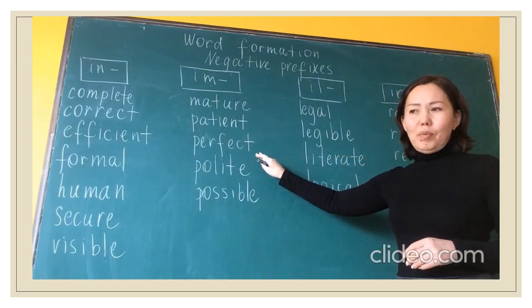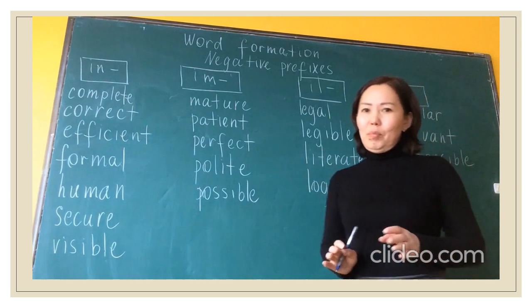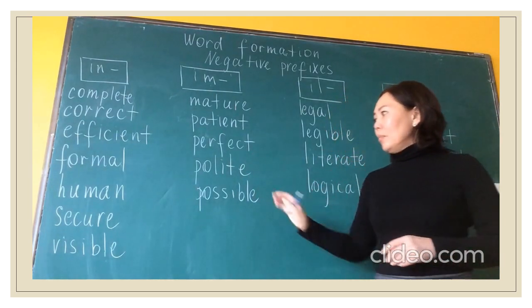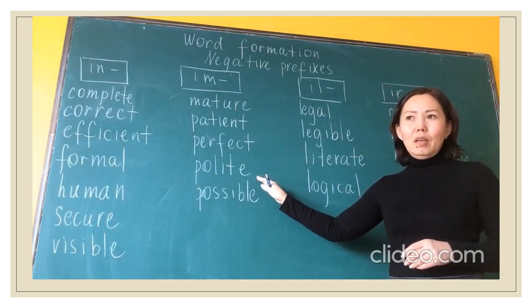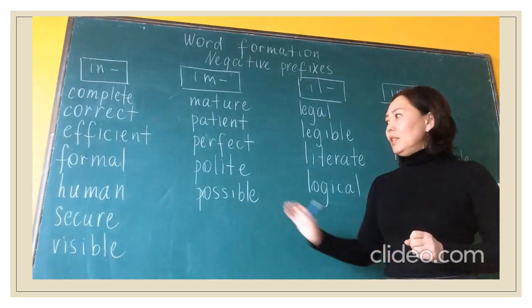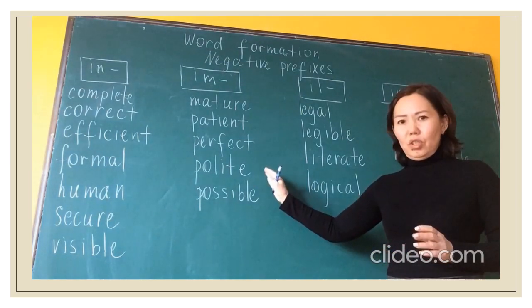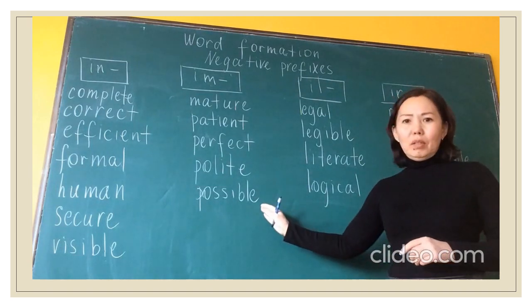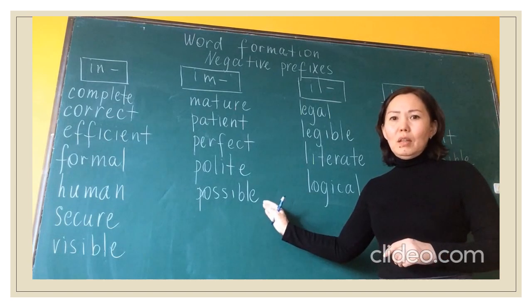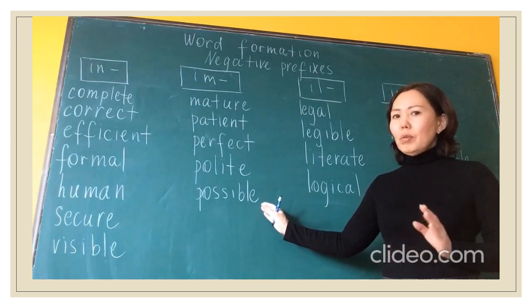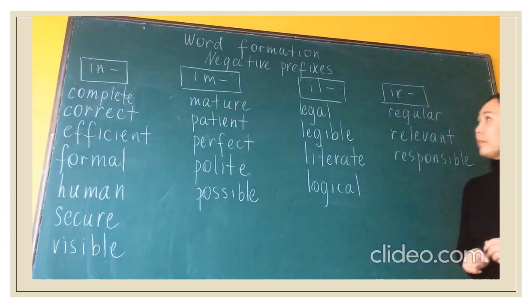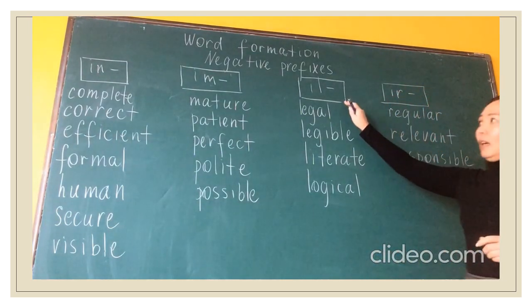Perfect and imperfect. All of us want to be perfect, but sometimes something is imperfect. Polite and impolite. If a person is rude or in a bad mood, we say he is impolite or she is impolite. Possible and impossible. When something cannot be done, we say that it's impossible. Do you remember the film Mission Impossible? Okay. So, the prefix il.